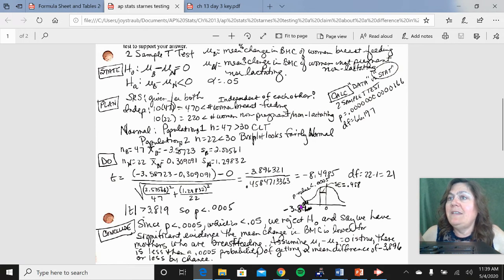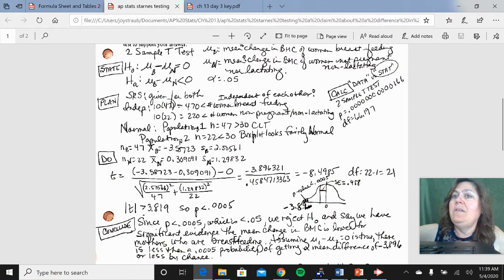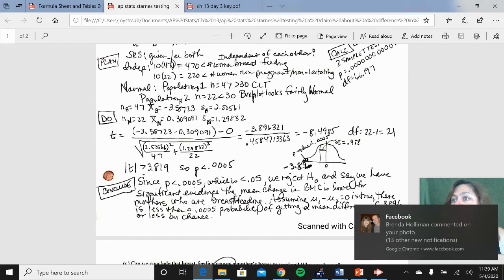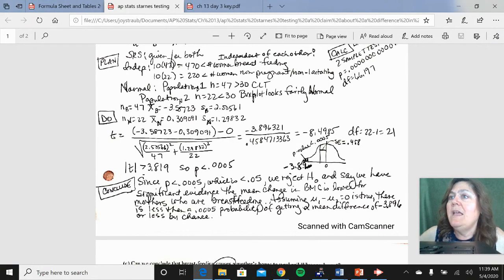So we have a teeny, teeny, teeny, tiny p-value. So we have extremely strong evidence against the Ho. We're going to reject it and say there is significant evidence that the mean change in the bone mass content, sorry about that, is lower for mothers who are breastfeeding.